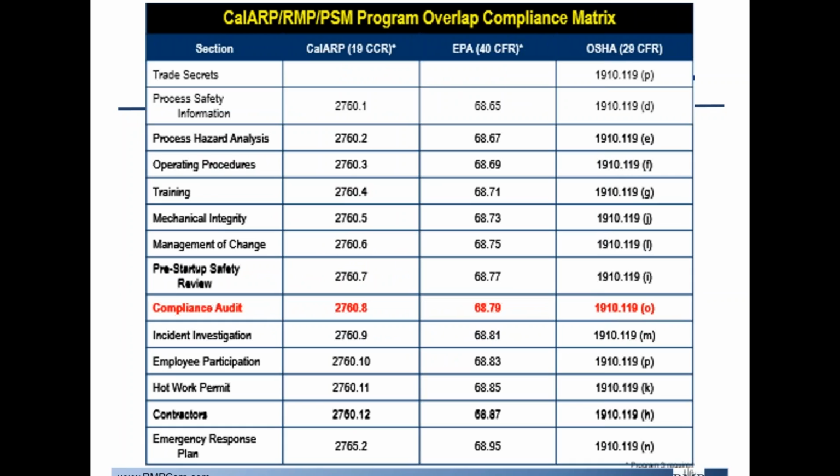This is a nice little table that goes over the different program elements for RMP, PSM, and CalARP, and it shows where compliance audit stands, which is highlighted there in red. As you can see, it's required across the whole spectrum. The programs are pretty much identical, CalARP, EPA, OSHA, and they all require a compliance audit.